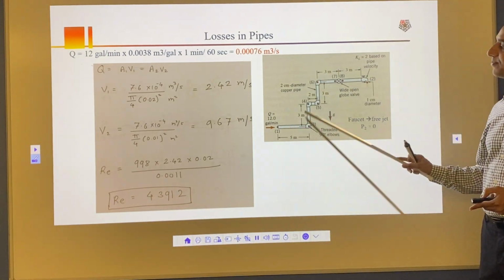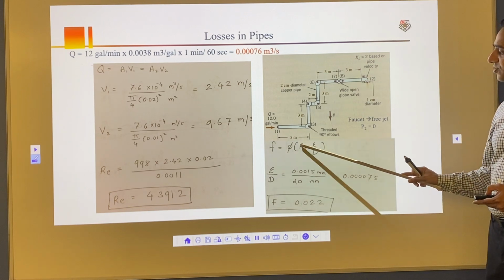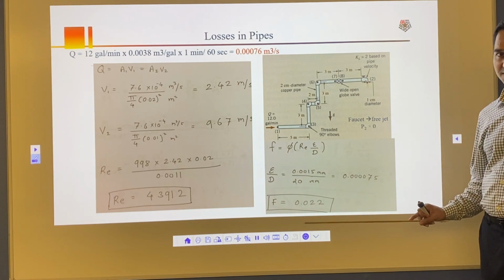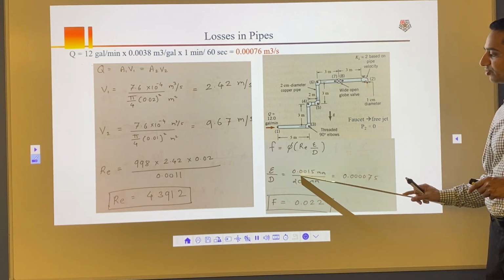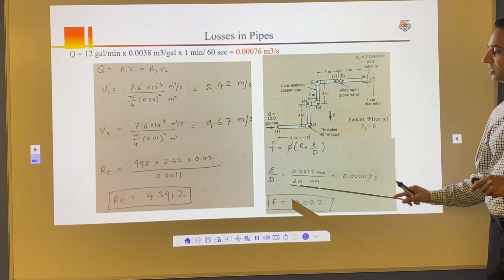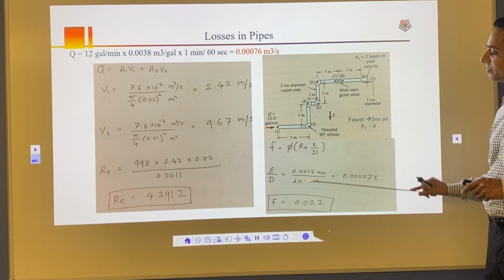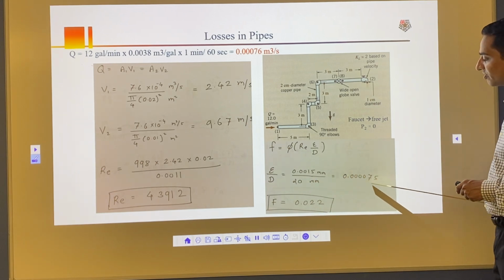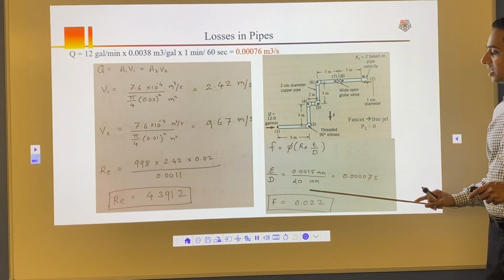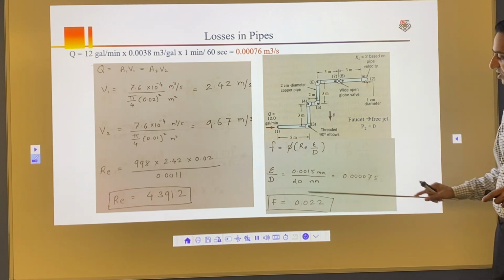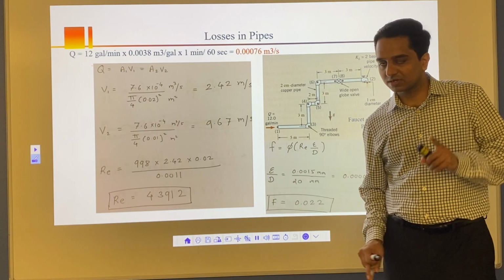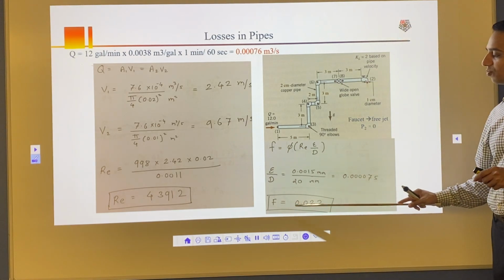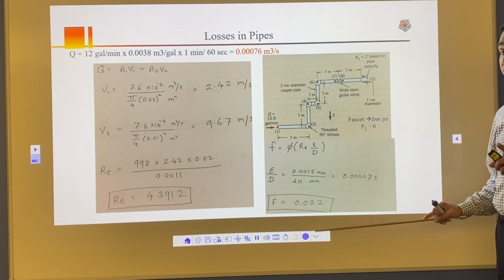And then you need epsilon by D. For the friction factor, you need the Reynolds number and epsilon by D. Epsilon from table 8.1, you will get the value 0.0015 millimeters. Diameter is 2 centimeters, that's 20 millimeters. You will get 0.000075, 4 zeros and 75. And then if you run these two numbers in your Moody chart, you will get friction factor as 0.022. Now this is very important.